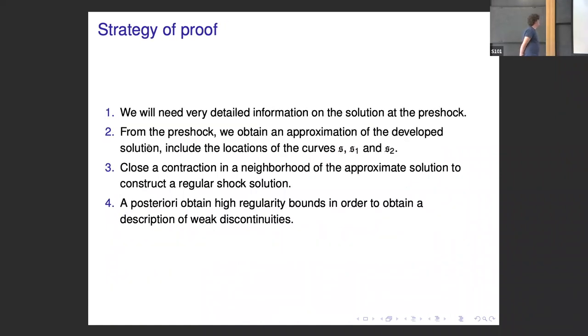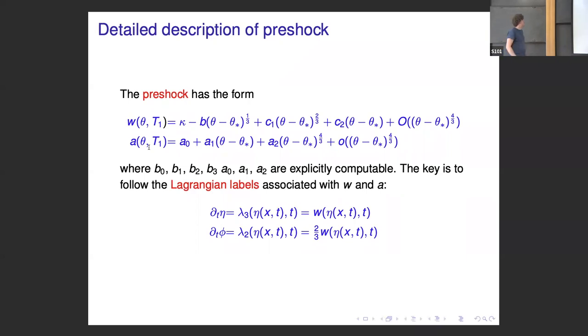So the strategy of the proof is that first we need... I made an emphasis in the beginning of the talk about how we gave a very precise description of the first singularity and the self-similar structure and so forth. This wasn't for play, this is really needed for the development. So you need a very precise description of the pre-shock. And then from that, you can have an approximate developed solution, the first approximation, and then you build a contraction in a neighborhood of this approximate solution. And then a posteriori, you obtain higher regularity bounds from which you can obtain the description of the weak discontinuities. So first we need a detailed description of the pre-shock.